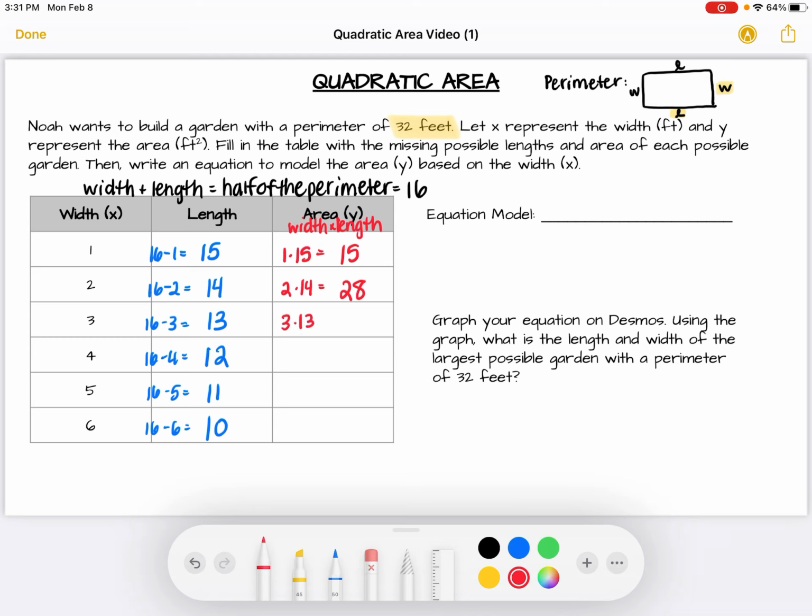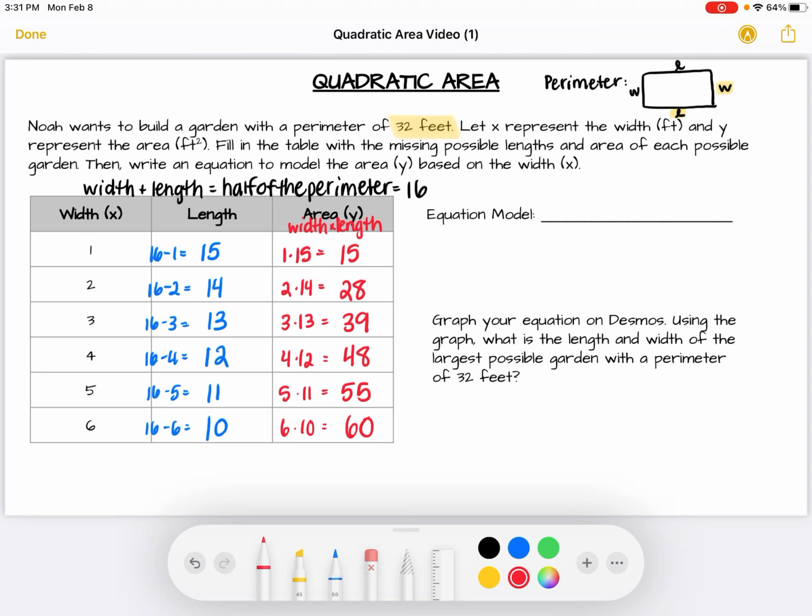3 times 13. So that's going to be 39. 4 times 12 gives me 48. 5 times 11, that gives me 55. 6 times 10, that gives me 60. Okay, so now I have all my lengths and all my areas. There are more possibilities, but our table just only goes up to a width of 6.